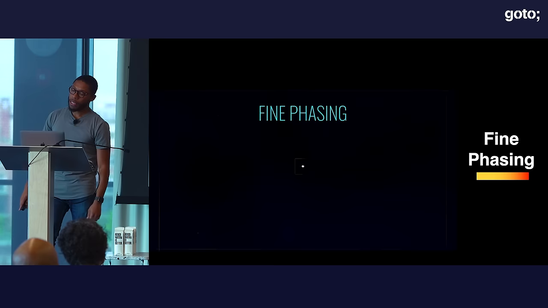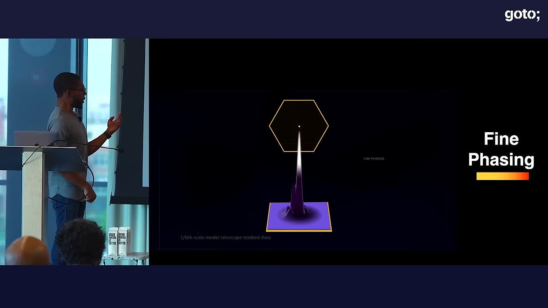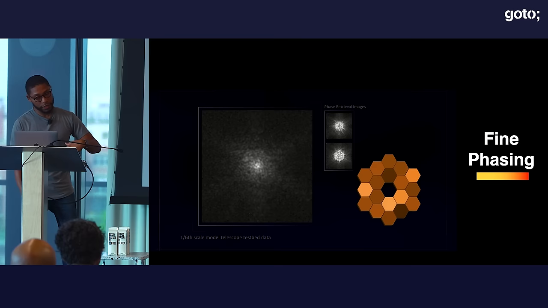The next phase that we get into is what's known as fine phasing. So after all of that, after you get it to a point where it is now looking at the same point, you have those 18 telescopes that form one, you then take those 18 and put them in the center of the detector, and then you course correct using the pistons. Now you get to fine phasing.